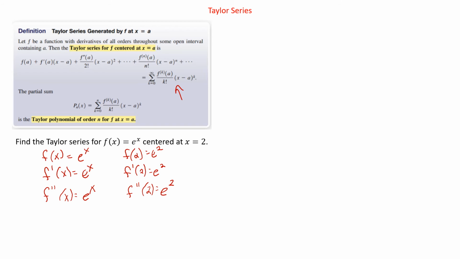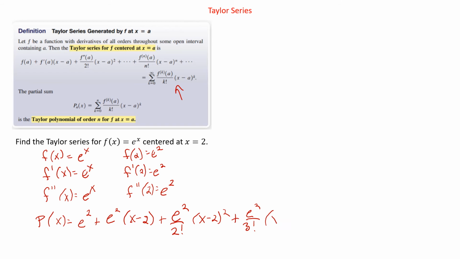So our p of x will have the first one, which is e squared, over 0 factorial, plus e squared over 1 factorial times x minus 2, plus e squared over 2 factorial times x minus 2 squared, plus e squared over 3 factorial times x minus 2 to the third. And we can keep going with that.